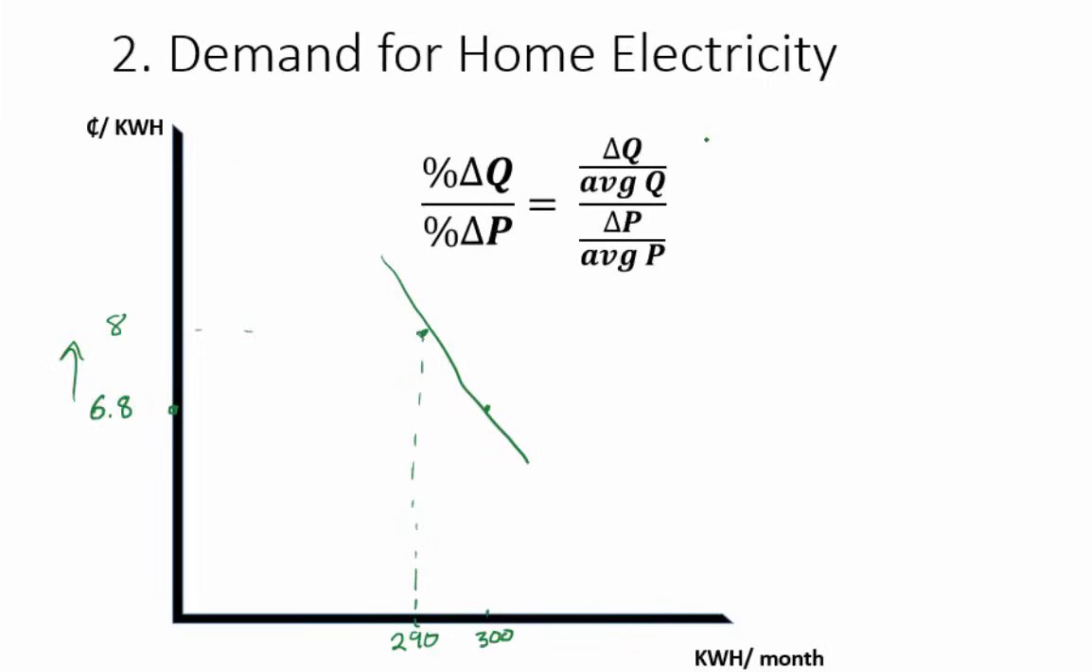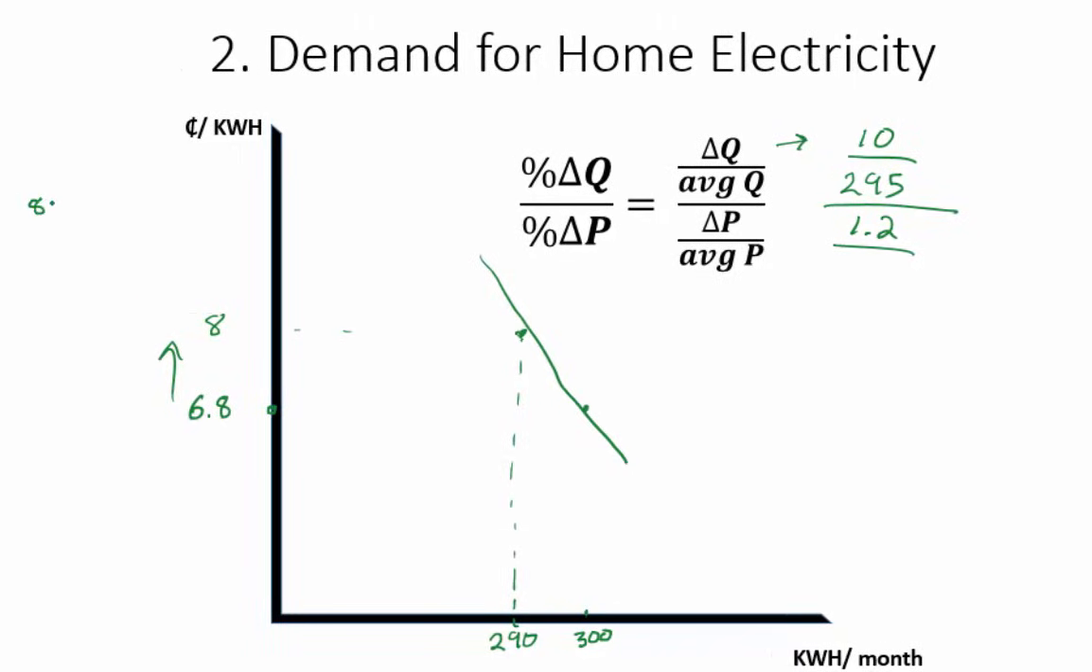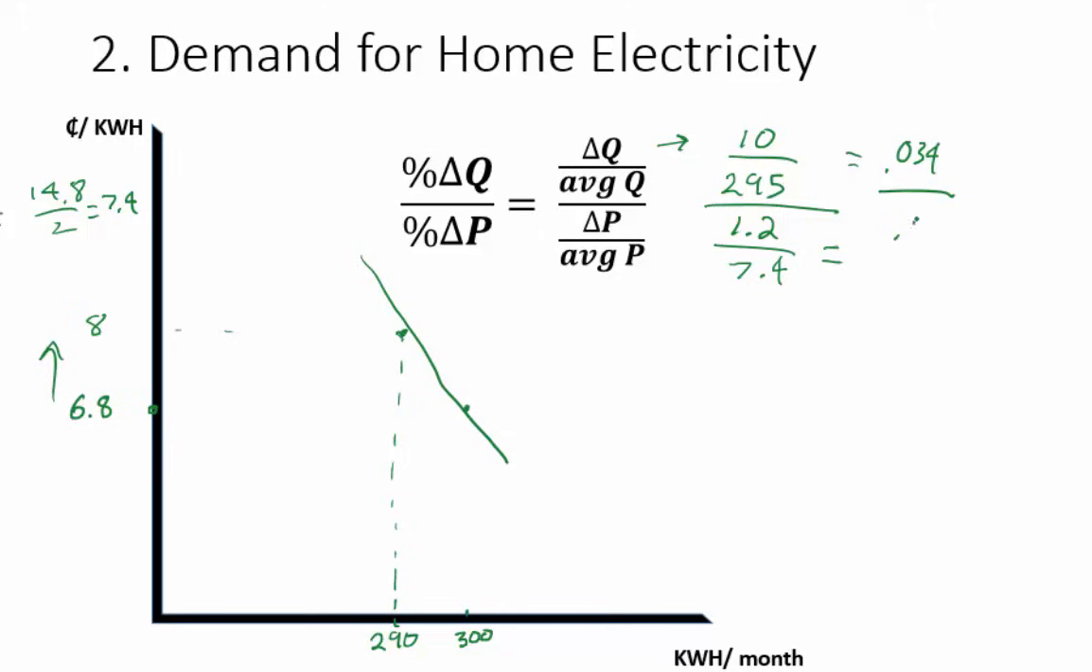And once again, we could kind of sketch in our demand curve there, but what we're interested in is elasticity. So once again, we just want to plug and chug into the formula. The delta Q is a change of 10 kilowatt hours. The average Q would be the midpoint, 295. The delta P is 1.2 cents, and the average P here, simply 8 plus 6.8 divided by 2. 8 plus 6.8, that's 14.8 over 2, 7.4. Okay, then we work out all this math. We get 0.034 divided by 0.16, and that works out to, I'm rounding, 0.21.